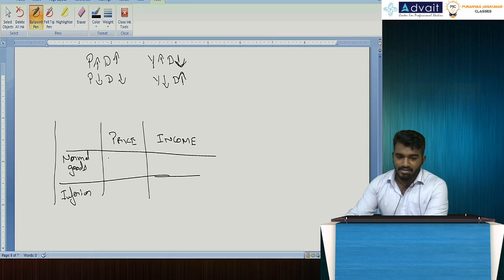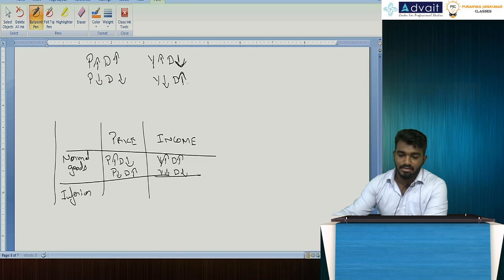Now you people tell me, sir, in case of a normal good, the thumb rule is applicable, acceptable? In case of price, whenever price increases, demand decreases. Whenever price decreases, demand increases. Sir, this is with respect to normal goods. Now with respect to normal goods and income, whenever income increases, demand increases. Whenever income decreases, demand decreases. This is in terms of normal goods.